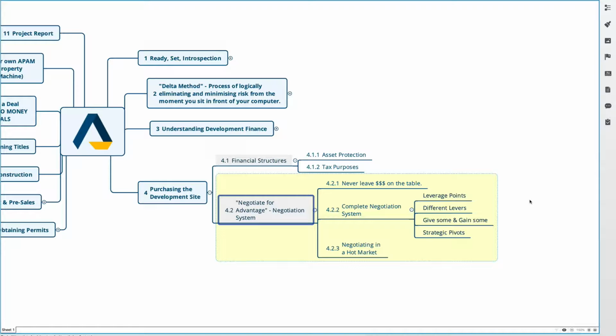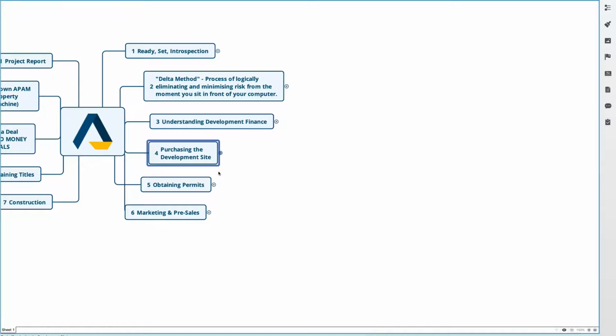And it is a very practical system where if they ask you X, Y, Z, this is what you reply with, so that you don't reveal the information that you've got, but you try and get as much information from them as possible. And there's a section that talks about how do you negotiate in a hot market, and how do you get your favorable terms for the settlement and so on. So that's what purchasing the development site is all about.